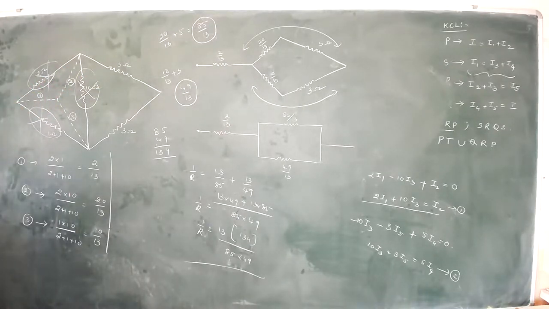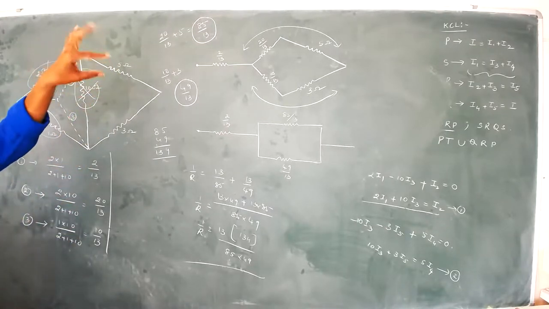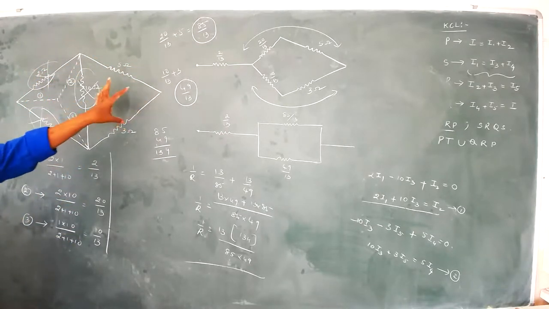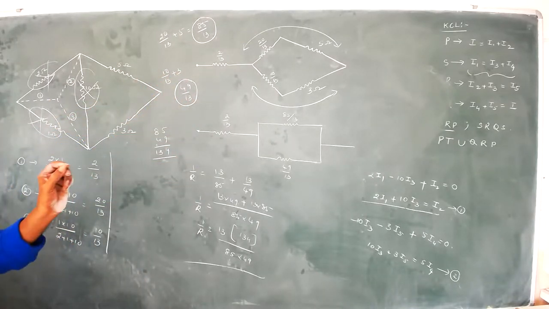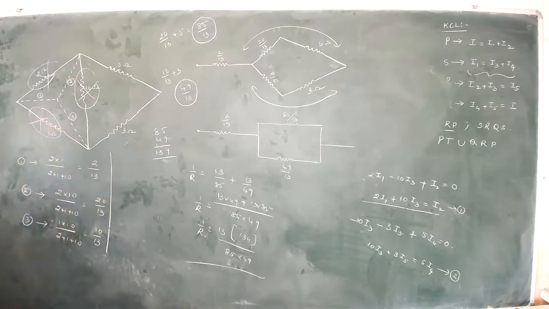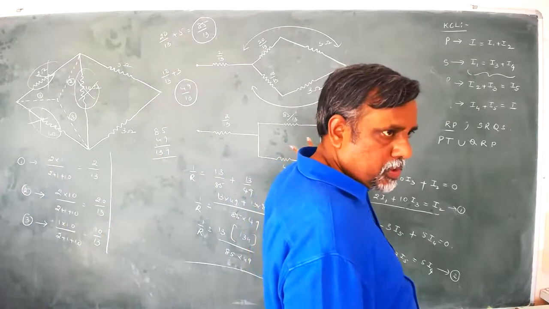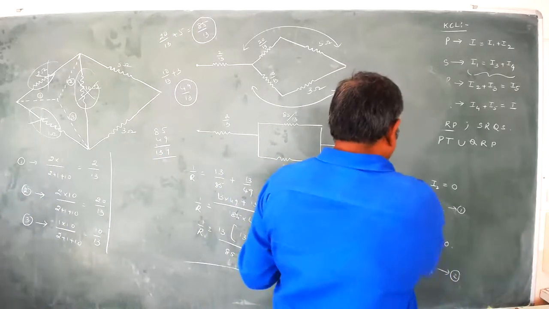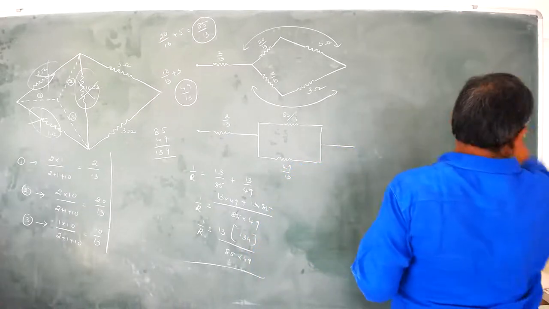Like this. Usually in this type of complicated network, all the potentials will not be asked. Usually it is the maximum current and effective resistance. Okay, I will give you one more. This is the two deltas case we have taken now. I will give you a three deltas situation that you try to solve.